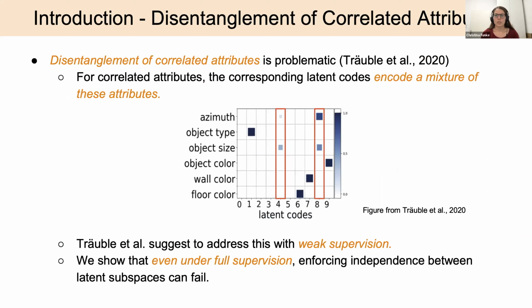Recent work has shown that such correlations between attributes in the training data can be problematic for learning disentangled representations. Träuble and colleagues pointed out that for correlated attributes, the resulting latent subspaces encoded a mixture of the correlated attributes. They suggested to address this problem by adding weak supervision. We, however, argued that there is a more fundamental problem that lies in the objective of enforcing independence of the subspaces. In particular, we show that even under full supervision, this objective can fail.